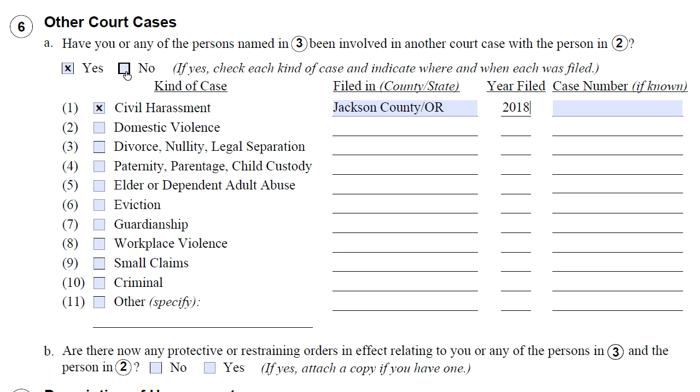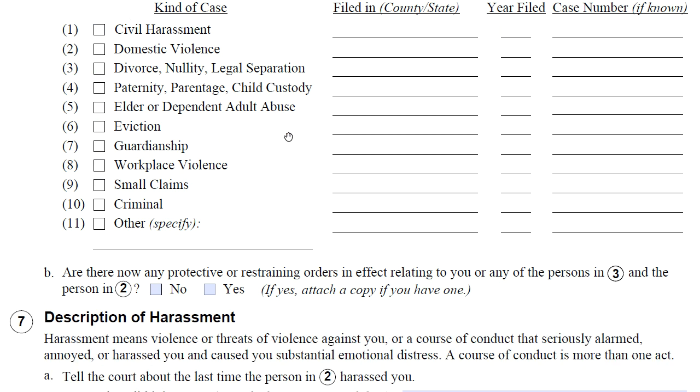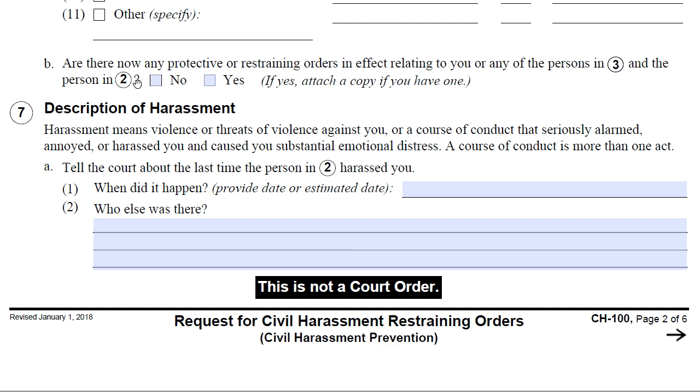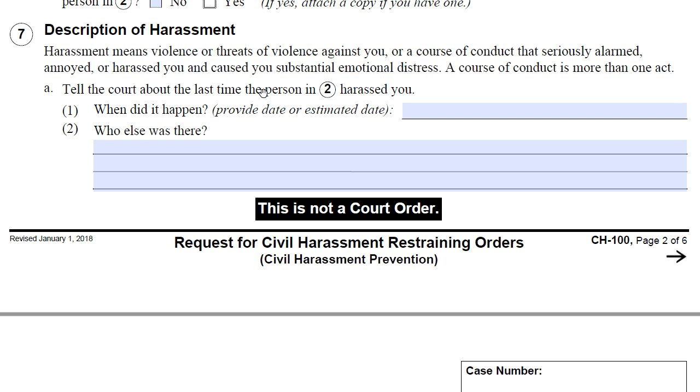On the other hand, if you have not been involved in any of these types of cases with the other person, go ahead and click no or mark no if you're printing this out. If there are no other orders in place, mark no. If there are, mark yes. Sometimes there may be criminal protective orders, or there may be orders from another state or county, so you would include those at this point.